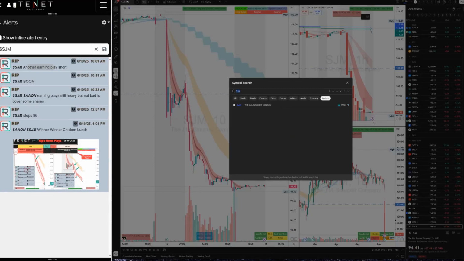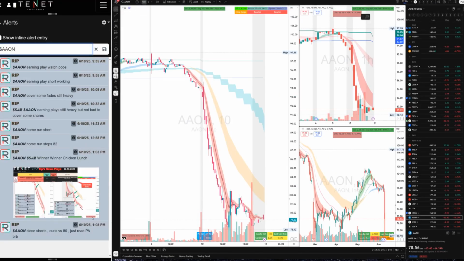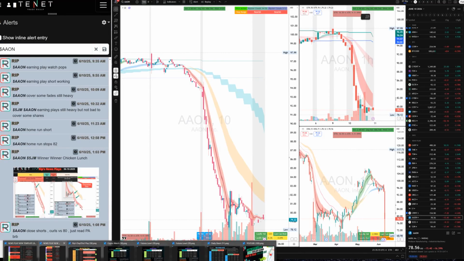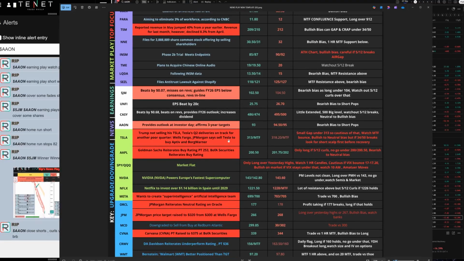All right, so the next one we're going to look at is AAON. So what was AAON? Another earning play, another play that I made high red. The reason I make it red is because I have high confidence in these plays. Yes, sometimes they don't work, but mostly I know they're high focus. So what was the plan? They did an Outlook and Investor Day. They affirmed their 3-year target. The bias was bearish, 93, 94, 95, bearish bias to short the pops.